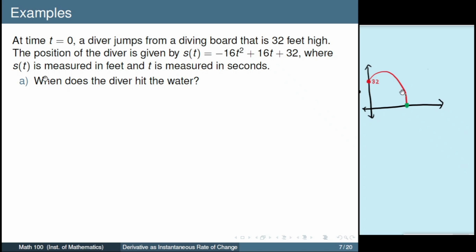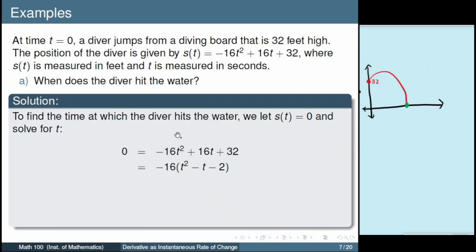So that means, to answer letter A, we will let s of t equal 0. So we will solve for t such that s of t equals 0. We equate this one to 0. We have this expression. Again, this is a quadratic equation, so you want to factor it out in order to get the zeros. Factoring out negative 16, you get negative 16 times t squared minus t minus 2. And factoring this furthermore will result to this expression.